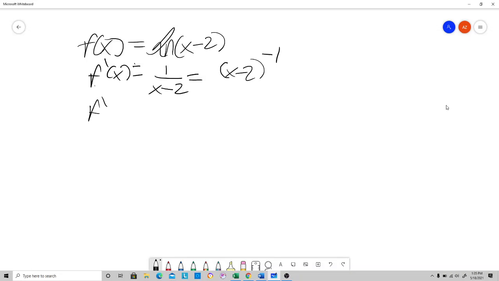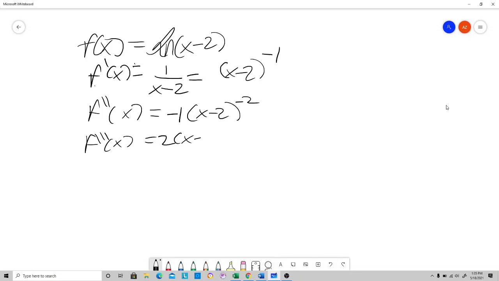So now we're going to take the double derivative, and that's going to be -1 x minus 2 to the -2. And then let's take the third derivative. That's going to be 2. That's going to be -3. Then we take it to the fourth derivative. This is going to be -6.